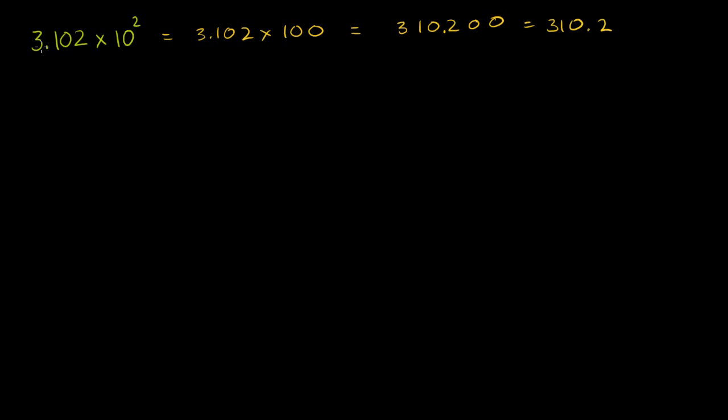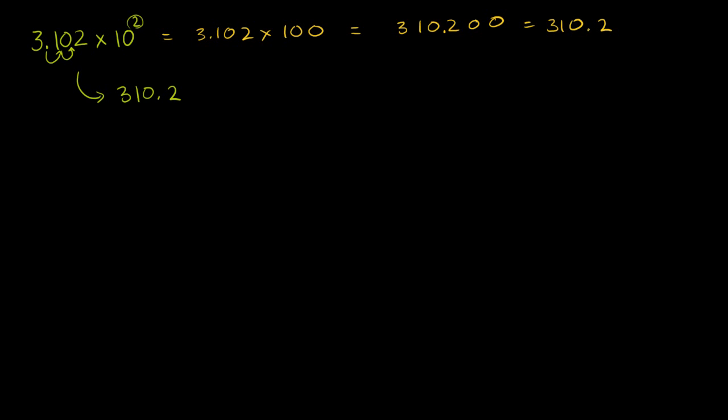Now, a faster way to do this is just to say, well, look, right now I have only the 3 in front of the decimal point. When I take something times 10 to the second power, I'm essentially shifting the decimal point 2 to the right. So 3.102 times 10 to the second power is the same thing as, if I shift the decimal point 1 and then 2, 310.2. So this might be a faster way of viewing it. Every time you multiply it by 10, you shift the decimal to the right by 1.